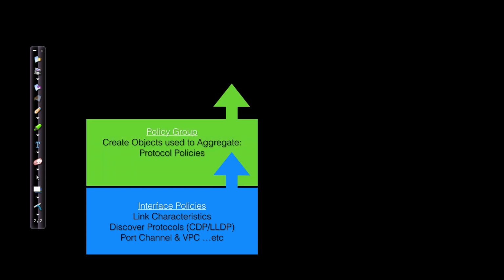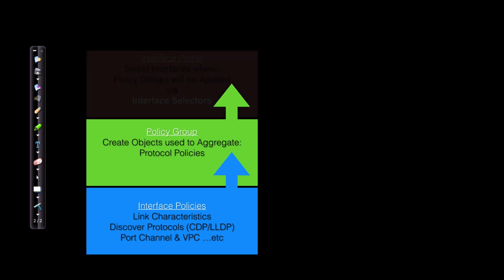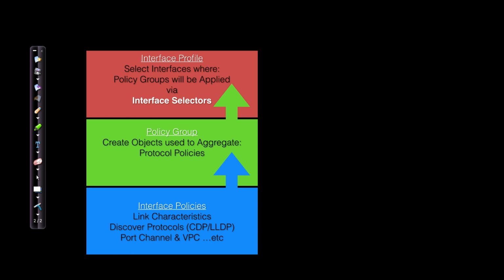Then what I'm going to do is I'm actually going to take those individual policies and aggregate them. I'm going to create a policy group, which is just going to be a managed object that is going to detail all of the interface policies that I want to utilize. The key word here is aggregate. I'm going to aggregate those into a single object. And then what I can do is I can apply that object to actual interfaces.